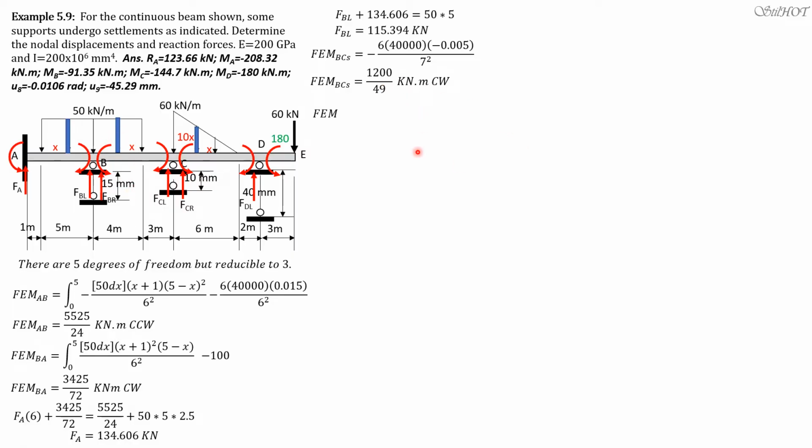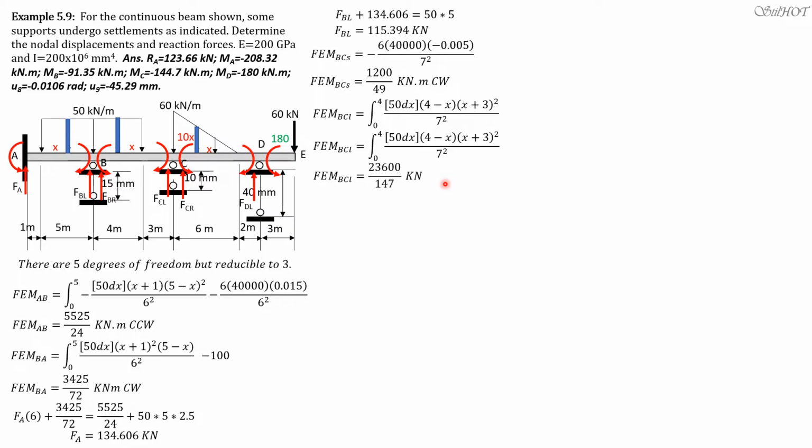Remember, this is clockwise. For the load, fixed moment BC due to the load, the L there is for load, integral 0 to 4 of 50 dx times quantity 4 minus x. The distance here is 4 minus x. Its distance from the right is x plus 3, quantity squared over 7 squared. So it is equal to 23600 over 147 kilonewton meter, and that is counterclockwise.